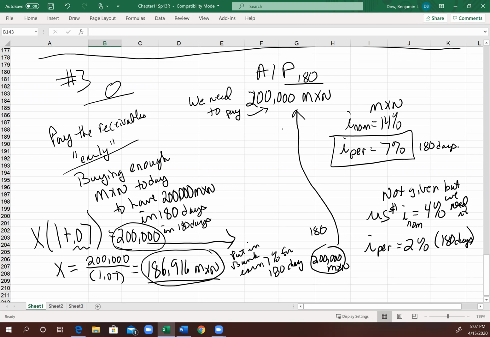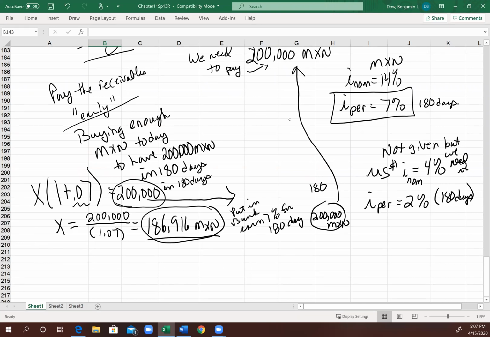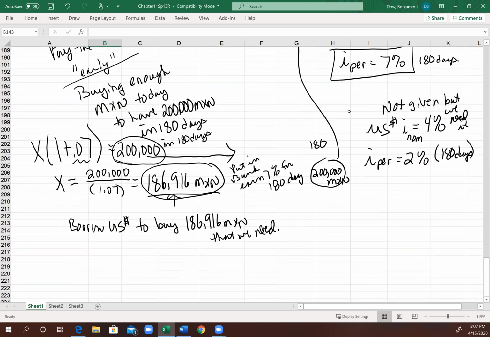Now the question is, how is this a money market hedge? It's a hedge because by buying them early, we're actually going to borrow US dollars to buy the 186,916 pesos that we need. Because we know what the spot rate is, we'll know how many US dollars we need to borrow. The spot rate today is 10 cents. So we're going to need to borrow $18,691.60.